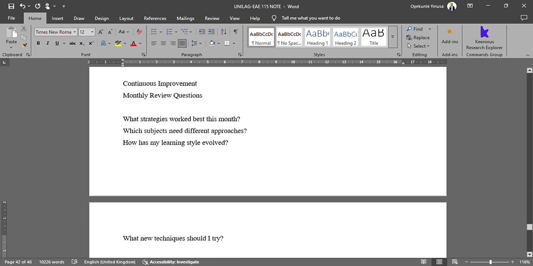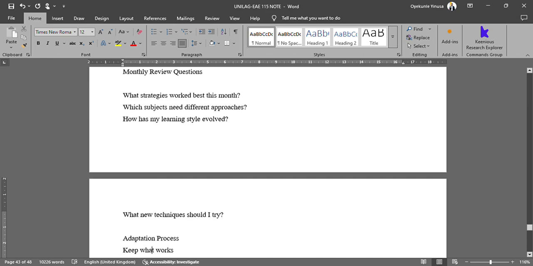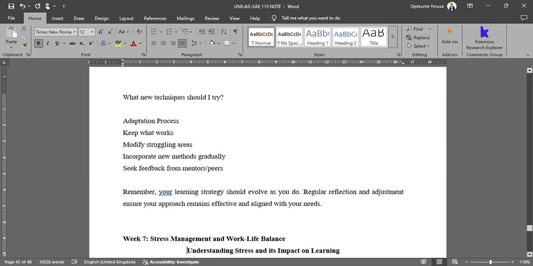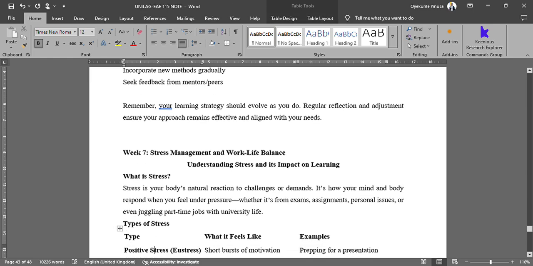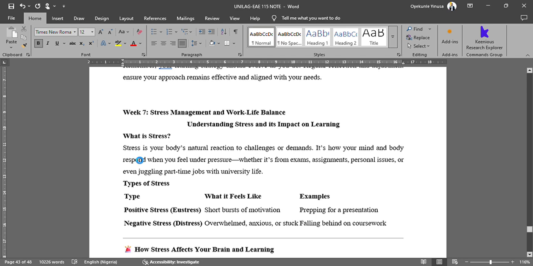Always ensure you do continuous improvement. Review your learning progress and see how you are making progress. All this will help you to achieve your learning. Remember, your learning strategy should evolve as you do. Regular reflection and adjustment ensure your approach remains effective and aligned with your needs. So we are moving straight to week 7.